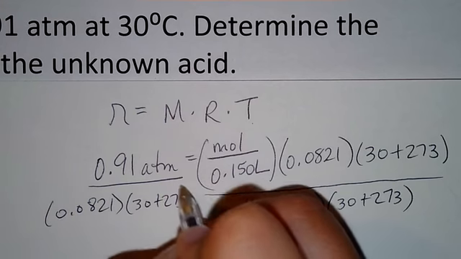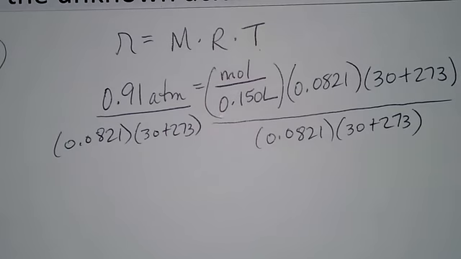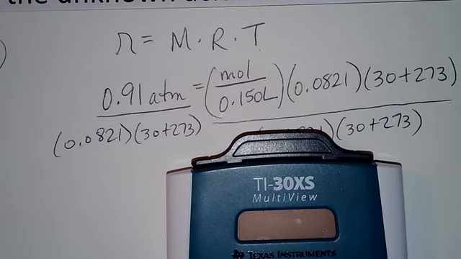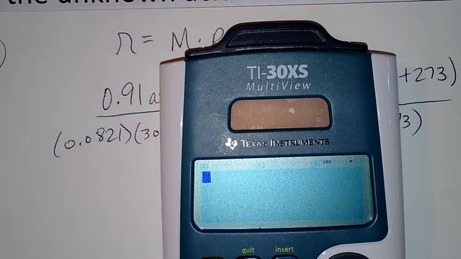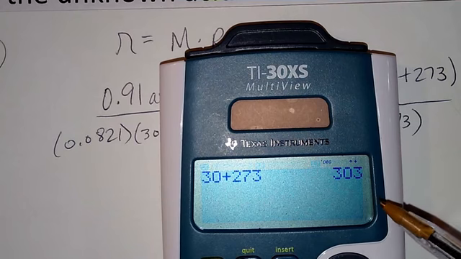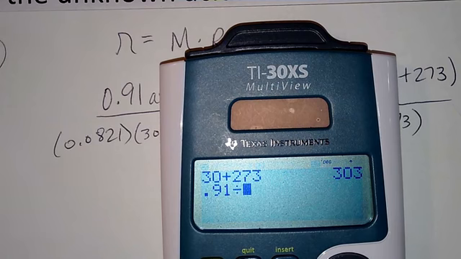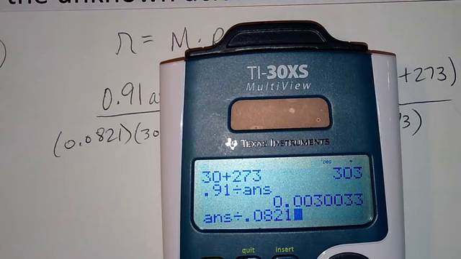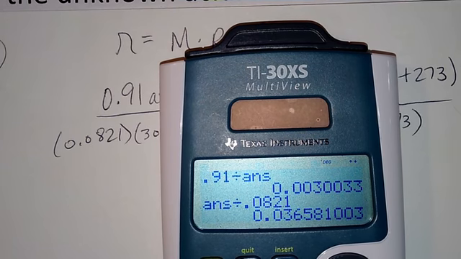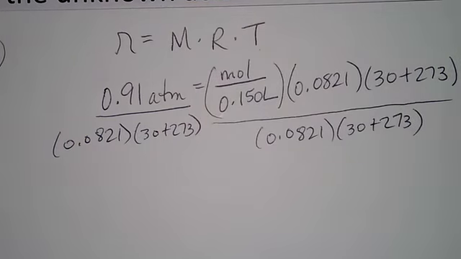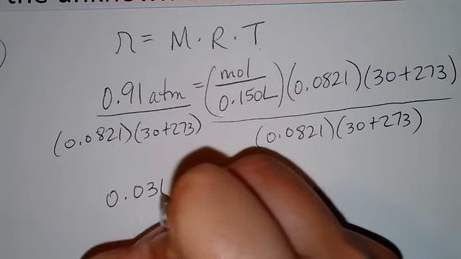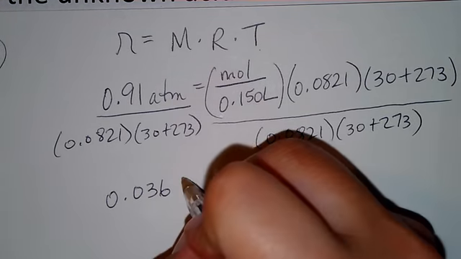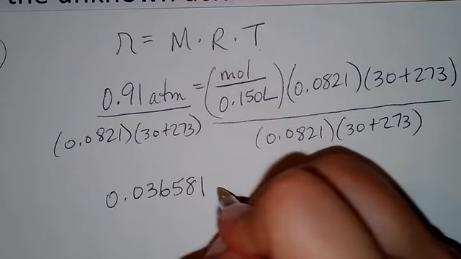Alright, so let's do that first. So 30 plus 273. So our temperature is 303 Kelvin. So 0.91 divided by our temperature divided by our R value gives us 0.036581. And that's going to be equal to our moles over our liters.